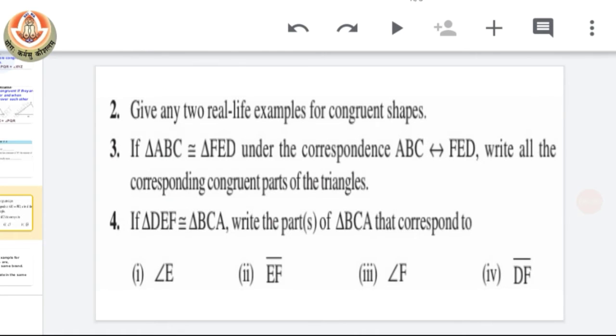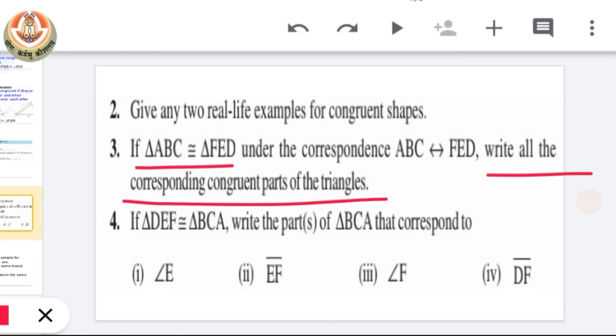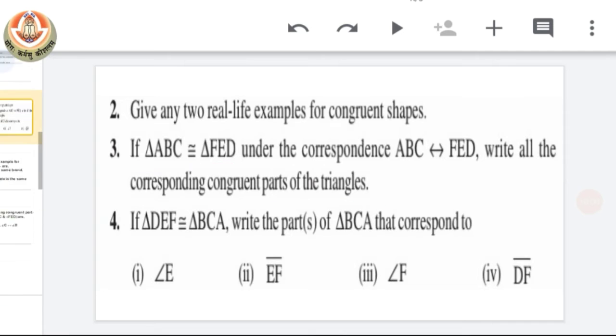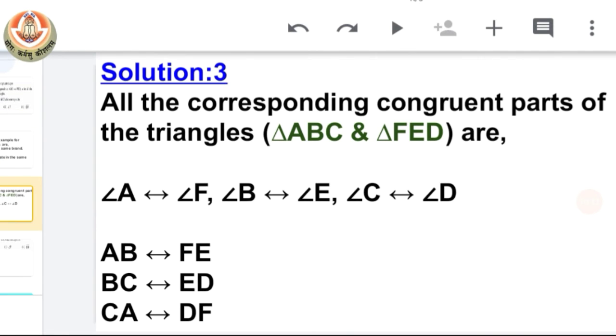Now the third one is: if triangle ABC is congruent to triangle FED under the correspondence ABC with FED, it means A corresponds to F, B corresponds to E and C corresponds to D. Under this correspondence, we have to write all the corresponding congruent parts of the triangles. It is very easy, so let's see how we have to solve it.